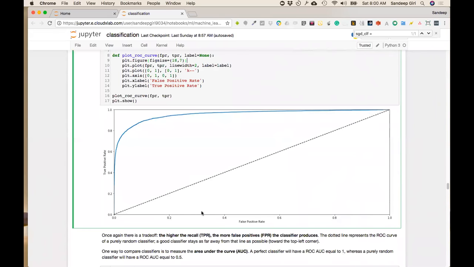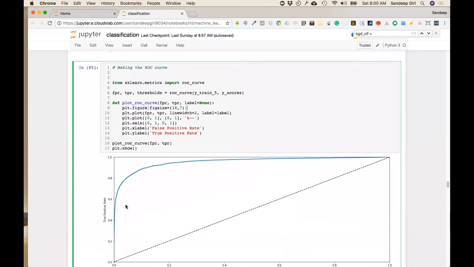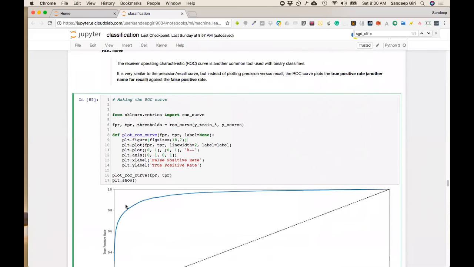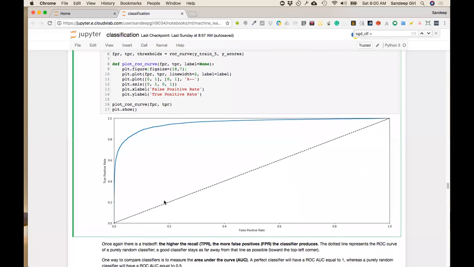So we are trying to describe and understand what is ROC. The full form is receiver operating characteristic, and this curve is quite useful in understanding the behavior of a particular algorithm. This is very useful.